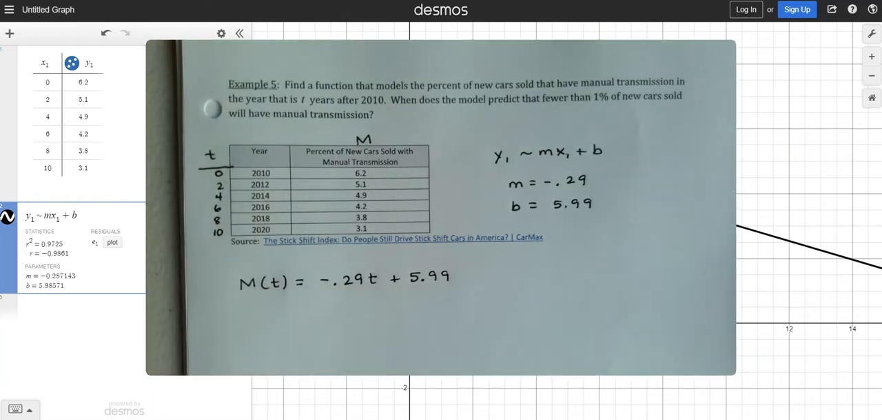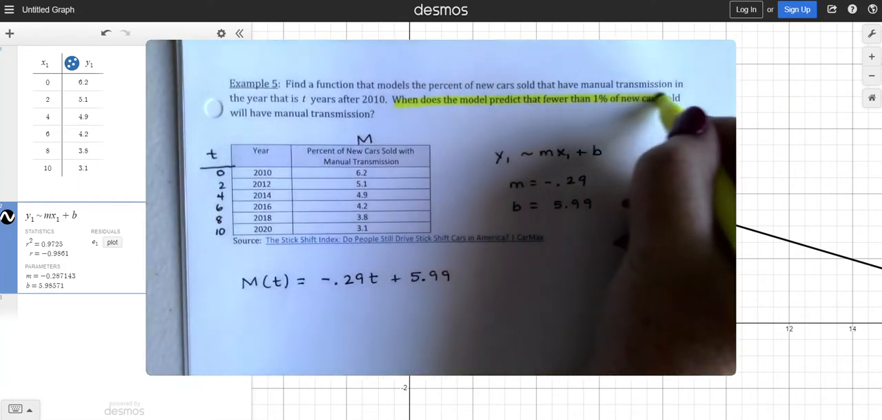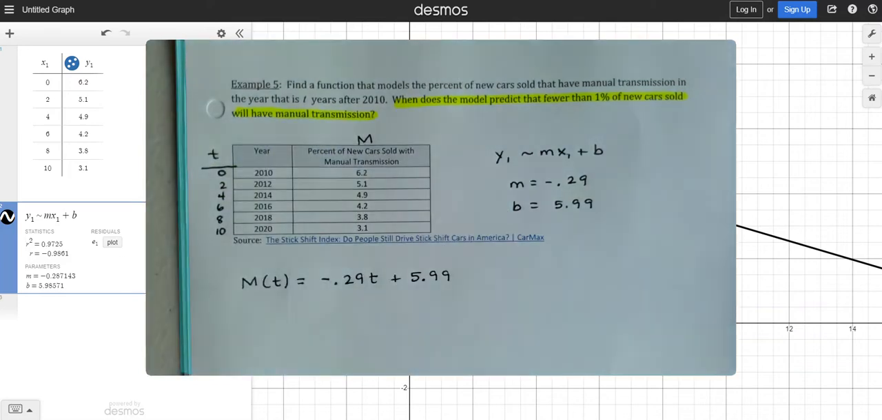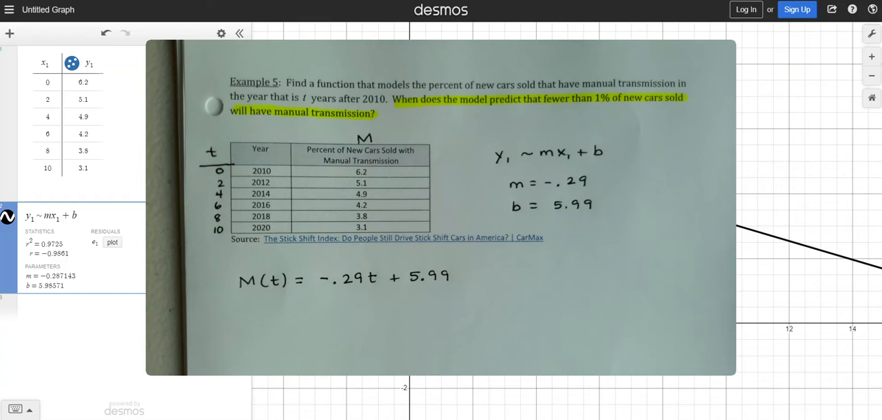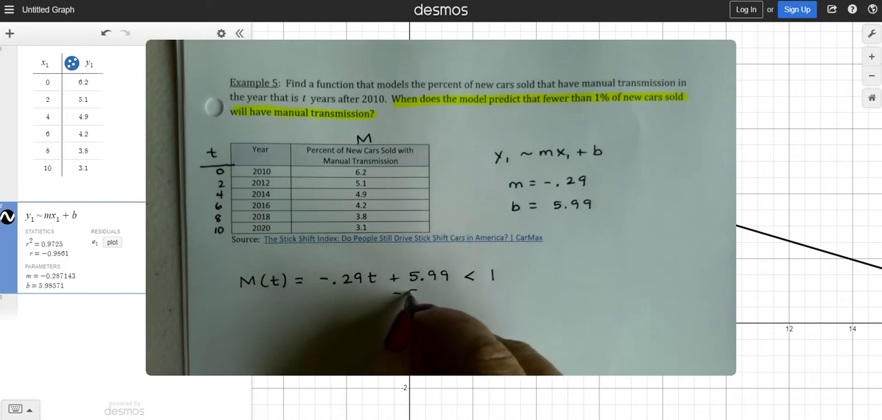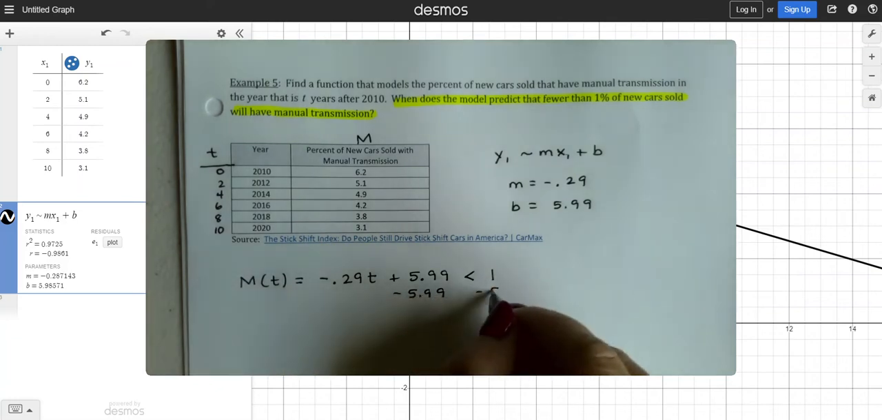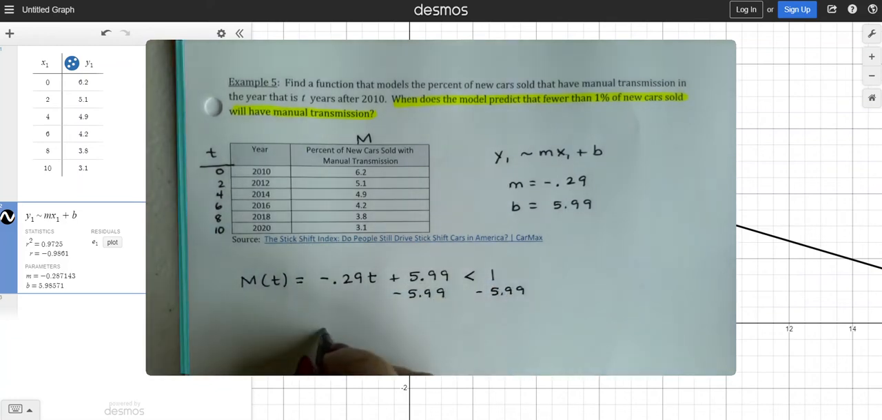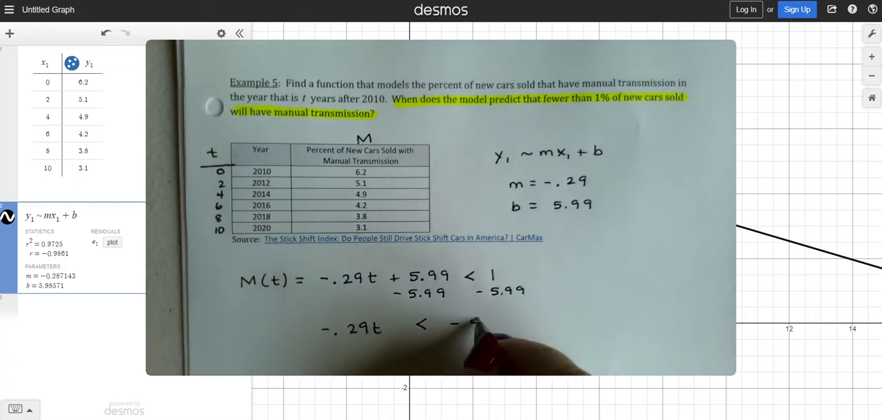All right, so now I'm ready to answer the question. When does this model predict that less than 1% of new cars are going to have manual transmissions? So I want this m to be less than 1. All right, let's solve it. I have to subtract the 5.99. So negative 0.29t is less than negative 4.99.